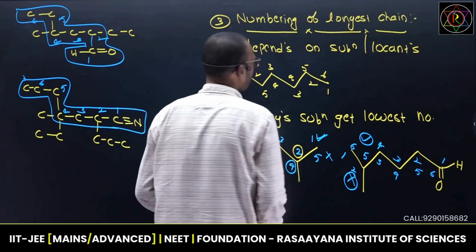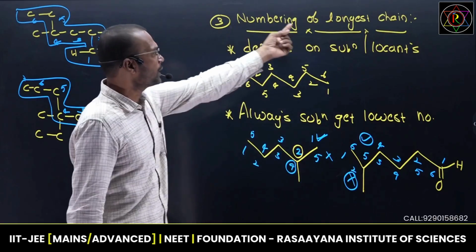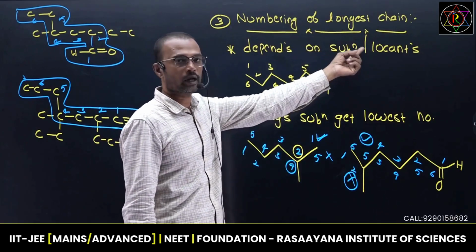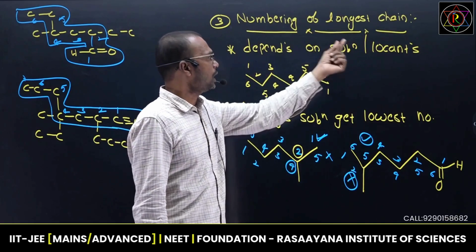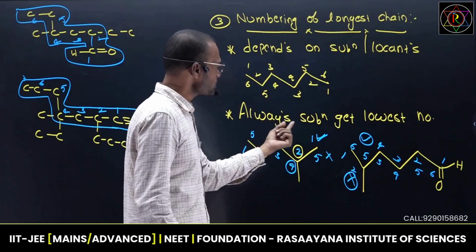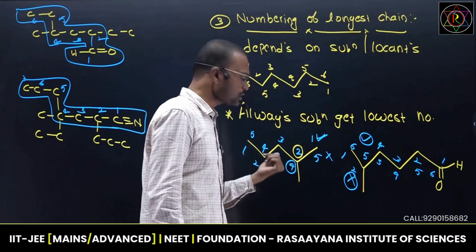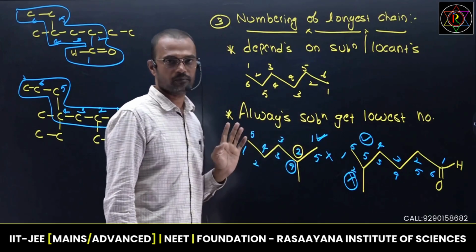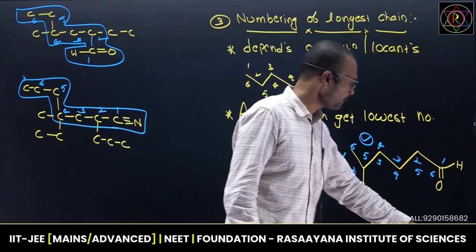Then, numbering of the longest chain. So, parent chain numbering depends upon the substituents, locants or groups. Always select a direction. See, if there is no substitution, start from anywhere. If any substitution is present, select the direction of the parent chain where the substitution carries the lowest number. That is the easiest one.